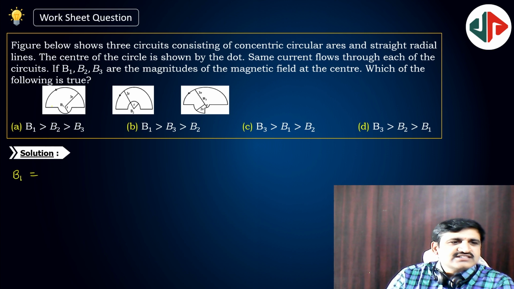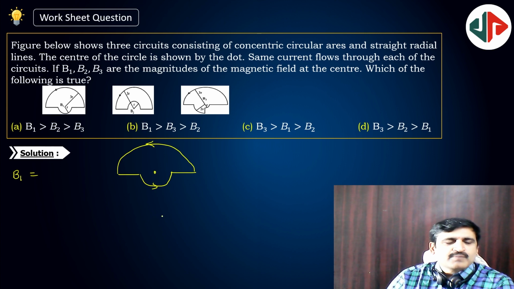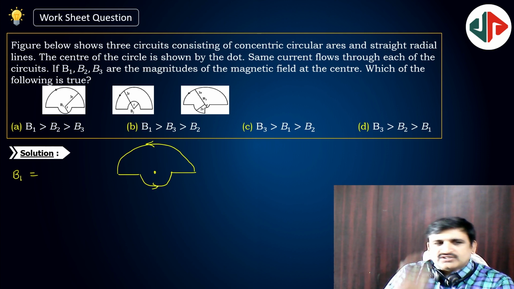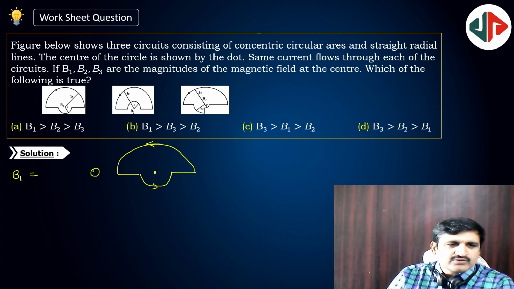Here, the straight conductor through the center O is not going to produce any magnetic field. Only the half circles are going to produce it. One by one, slowly, we'll do this. The lower part's field is outwards, the upper part's also outwards, both are outwards. So they are going to add up and an outwards field will come.